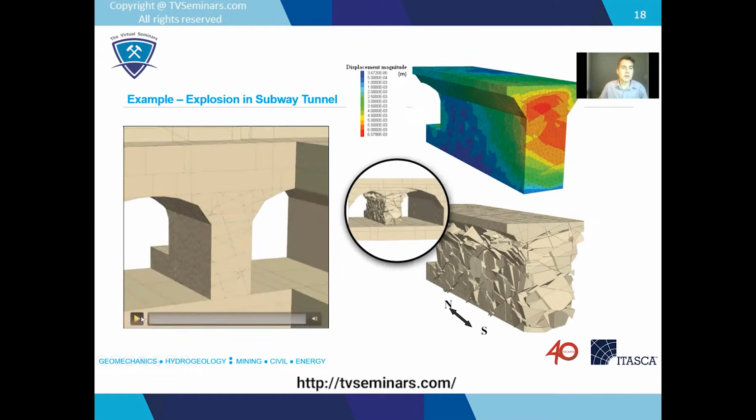This was a model of an explosion in a subway tunnel. Again, it's a bunch of blocks stuck together. The blocks themselves can still deform. And what they wanted to see was what's going to happen when they simulate an explosion here. I suspect these displacements are exaggerated, but you can see the blocky nature of this model gives you some very interesting behavior.